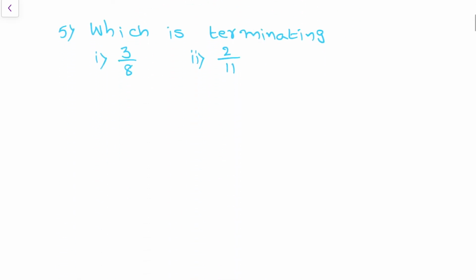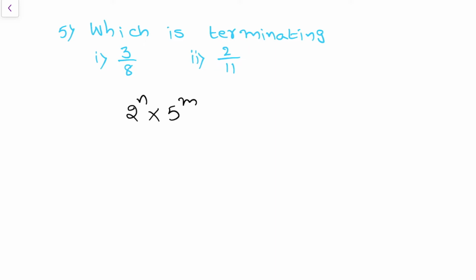Which is terminating? Yes, obviously this kind of question will come more, especially in part B as well as 1 mark questions. So which is terminating and which is non-terminating? If the denominator is in the form of 2 power n into 5 power m, if again I am saying, the denominator is in the form of 2 power n into 5 power m, then that number is terminating. Otherwise, a non-terminating repeating type of decimal will be there.